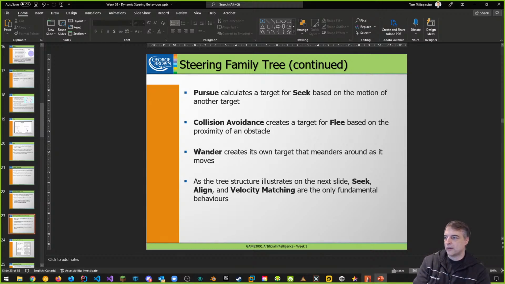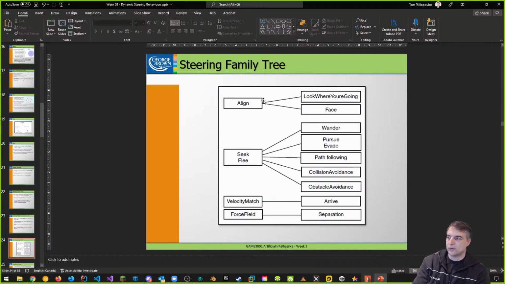And then wander, which is also another way of combining those other foundational behaviors, right? So again, let's take a look at that. With alignment, we can do two things. We can use the face behavior, which is turning to face the target. And this is important when we want to fire our weapons and we have a firing arc.